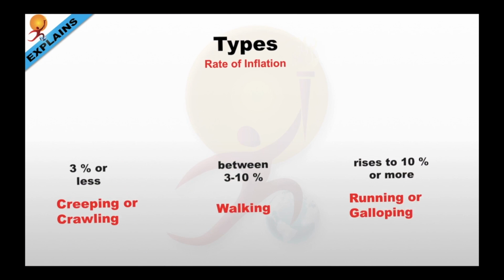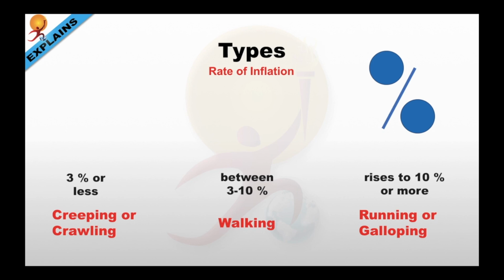As stated earlier, all these terms are used to describe the pace or rate of inflation and is expressed in percentage terms. Inflation, which is 3% or less, is called creeping or crawling inflation and is generally considered beneficial for the economy. Whereas inflation level, which is between 3 to 10%, is called walking or trotting inflation and is generally considered not good for the economy. The one which rises to 10% or more is called running or galloping inflation and is considered a telltale sign of economy going out of hand.